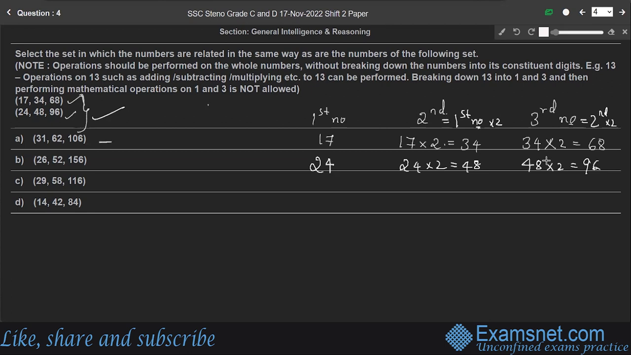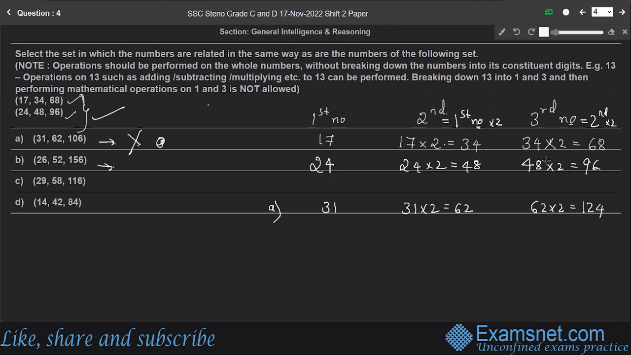So, we'll consider the first set of numbers, 31, 62, 106. According to the rule, the first number I'll write here itself. So option A: first number is 31, second number should be 31 into 2, which is 62, which is right. And the third number should be 62 into 2, which is 124. It is given that it is 106, therefore option A doesn't follow the same logic, right?